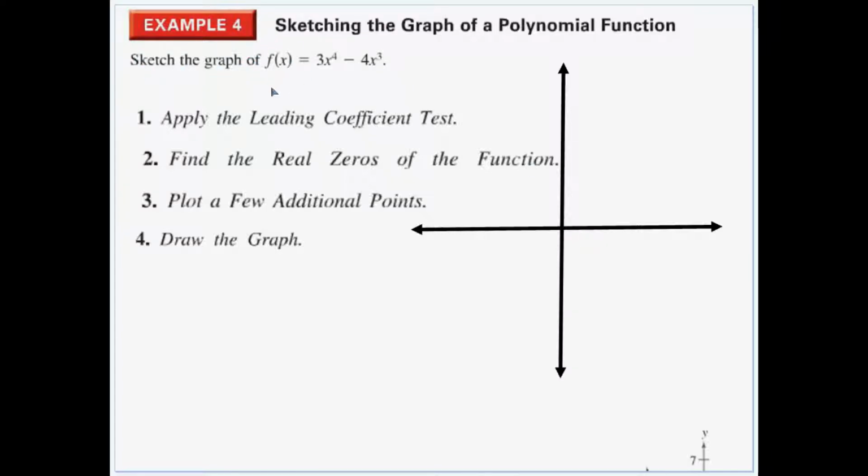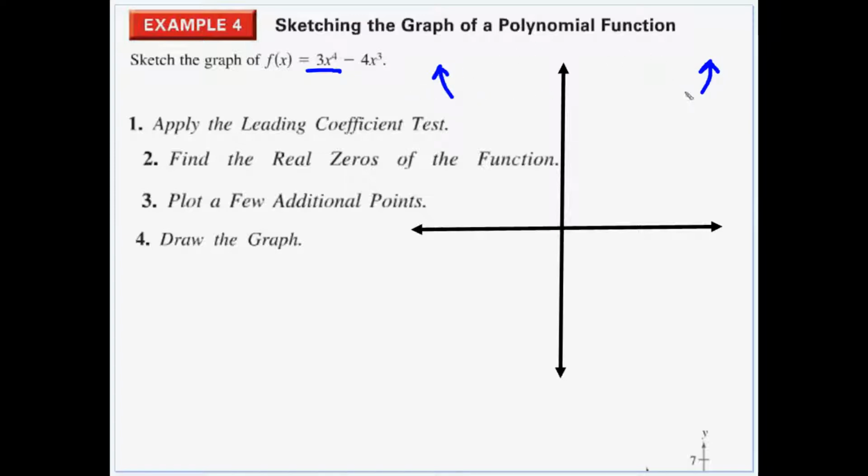Sketch the graph of f of x equals 3x to the fourth minus 4x cubed. We got 4 steps. 1, apply the leading coefficient test. So I know this is a positive x to the fourth, so my graph is going to go up to the left and up to the right. Over here on my graph, just real light, I'm going to draw a little up arrow to the right, little up arrow to the left. That's my end behavior. I'm going to start here maybe heading down, and then some stuff might happen. I know at the end I'm going to be over here heading back up. So 1, leading coefficient test.